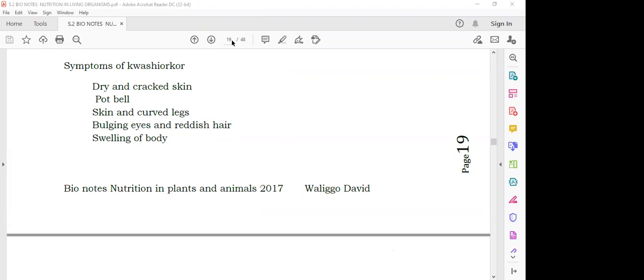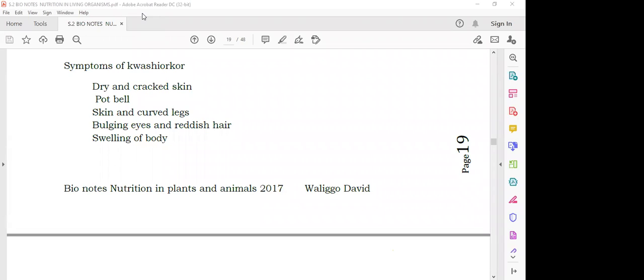Swelling of the body. Dry and cracked skin, potted belly, skin and curved legs, bulging eyes and reddish hair, swelling of the body. Yeah, all right.